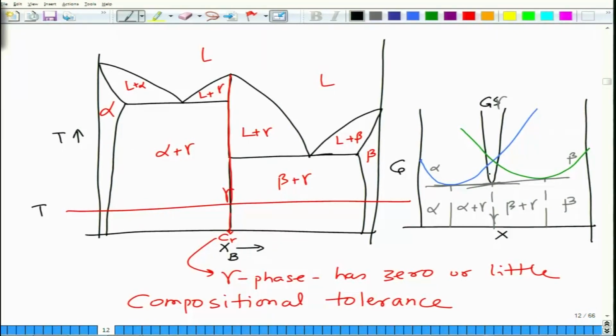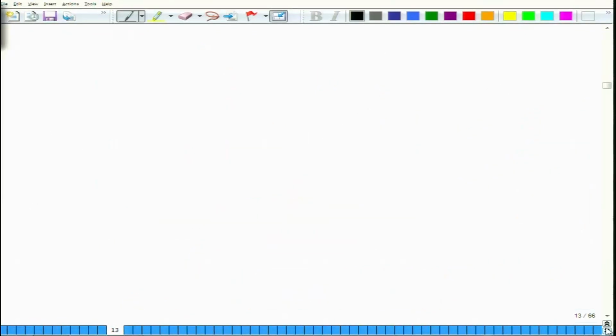This gamma will be a little deeper as compared to the others. So, this is how the free energy compositions will look like. The gamma phase will have a very narrow free energy curve as compared to alpha and beta phases. So, this is another kind of phase diagram that you can obtain. You can have a phase diagram with an intermediate phase, for example.